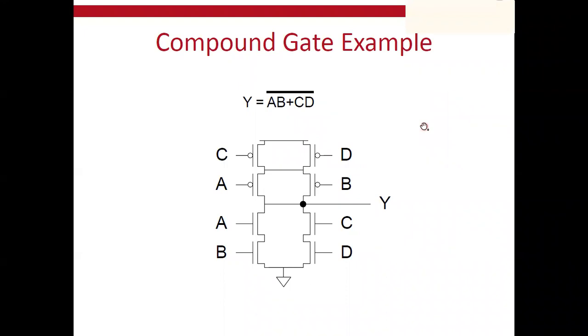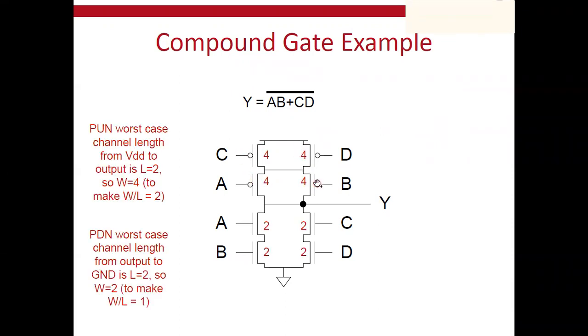Another very simple example. Here we have 2 transistors. So here we have an overall of 2L, and we need to make the overall W over L equal to 2. So if you have 2L in the denominator, you have to have 4W in the numerator. That's why we have 4, 4, 4, 4.